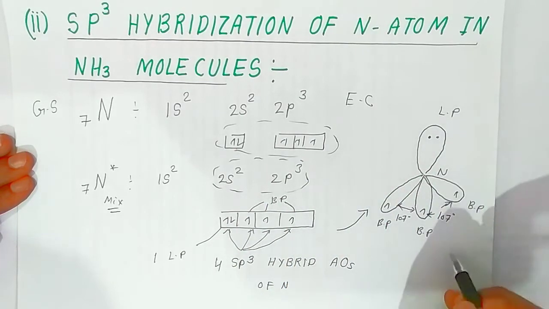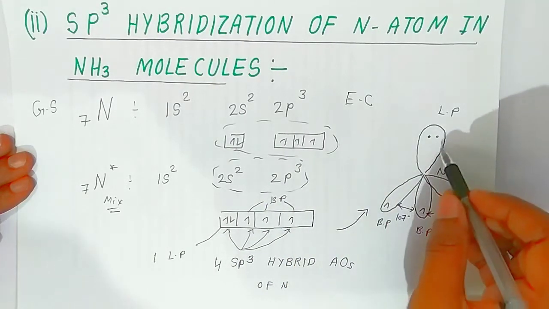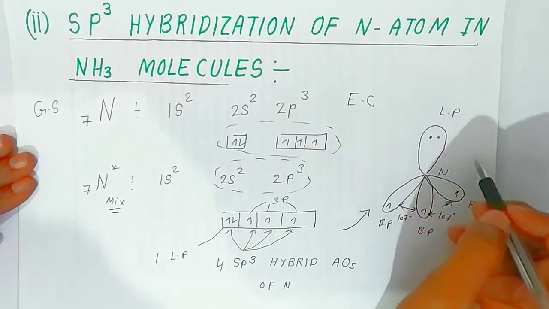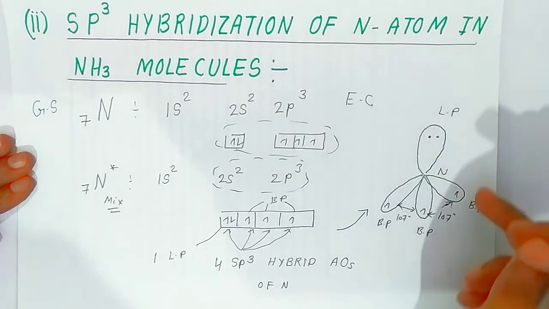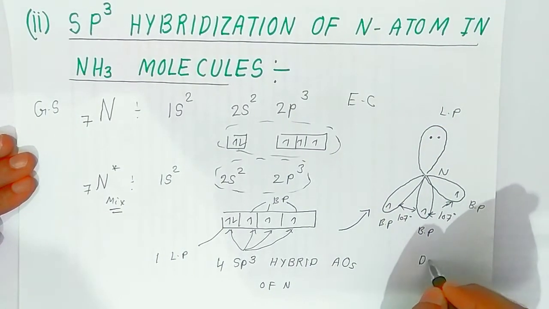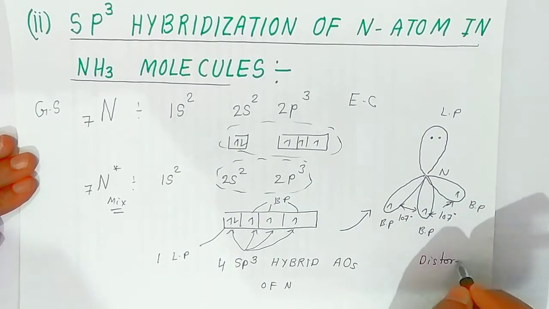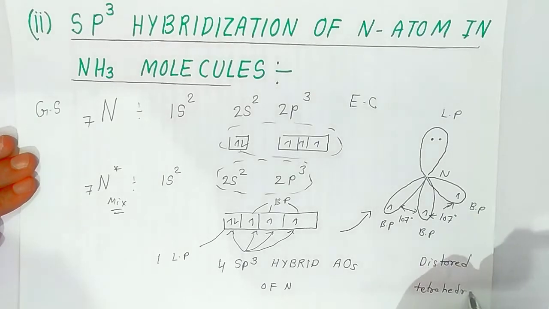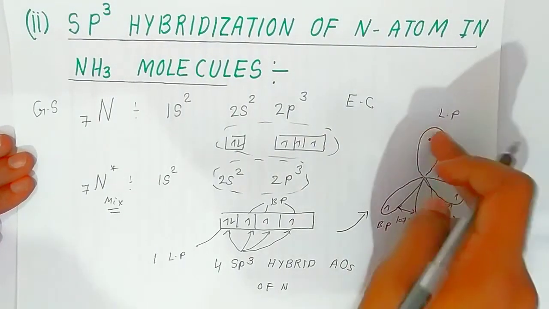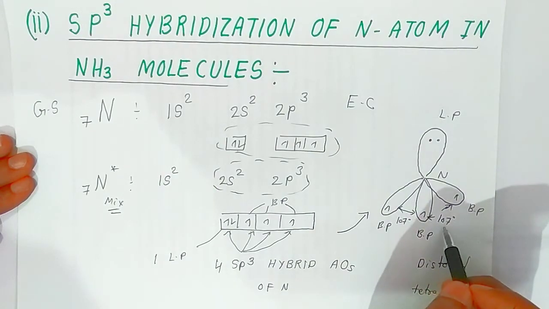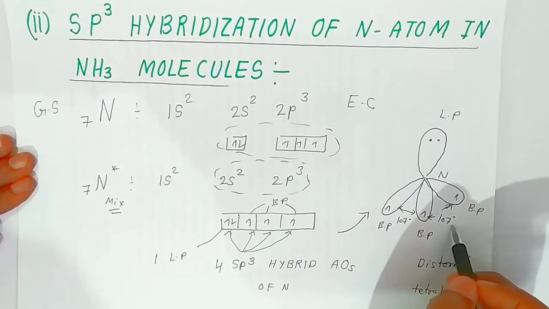So in the atomic orbital diagram, this is the lone pair. Because of the lone pair, repulsion arises. Lone pair to bond pair repulsion is more, which means we get a distorted tetrahedral structure because of the lone pair to bond pair repulsion. So the bond pair to bond pair angle is reduced from 109 to 107 degrees.